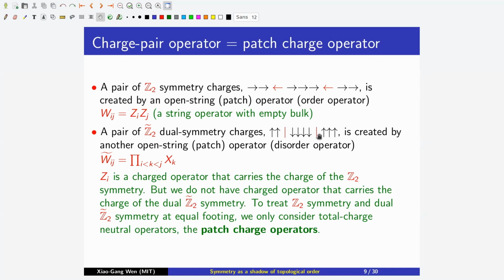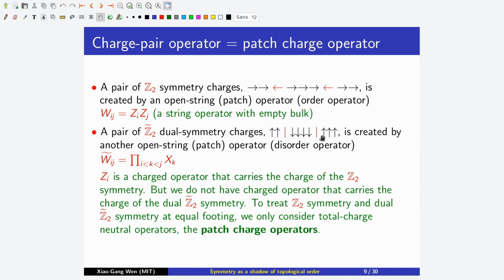It creates a two-dimensional boundary. So we view this spin flip operator as an operator that creates a pair of dual symmetry charge. Okay. And so again, this description is kind of strange. Say, why do you do that? The point is that when you have the Z2 symmetry, a single Z operator would create a Z2 charge, and typically people study that. However, we have trouble creating a single domain wall. We don't have an operator creating a single domain wall. So therefore, for dual symmetry, we only have an operator which creates a pair of domain walls.